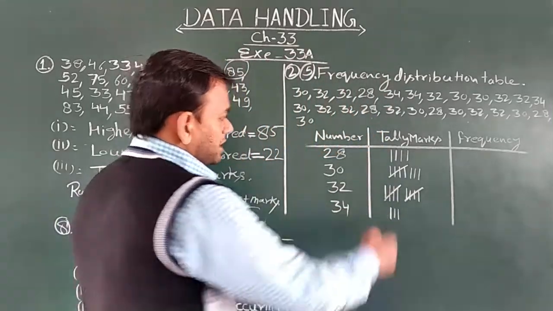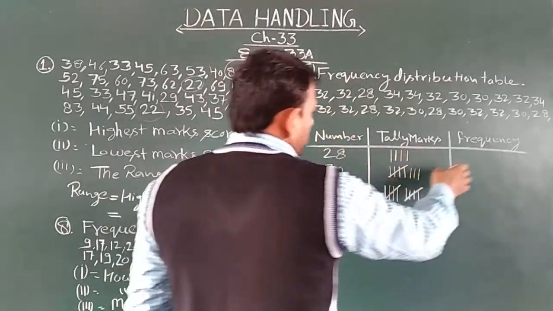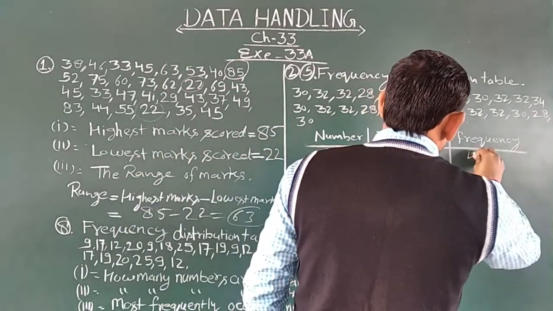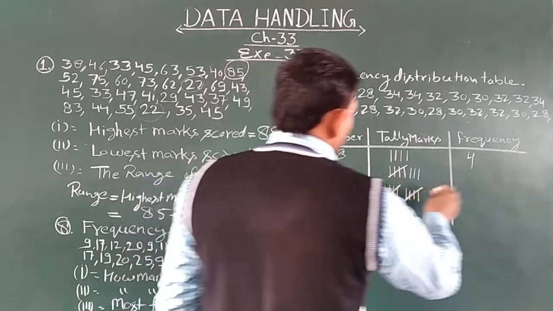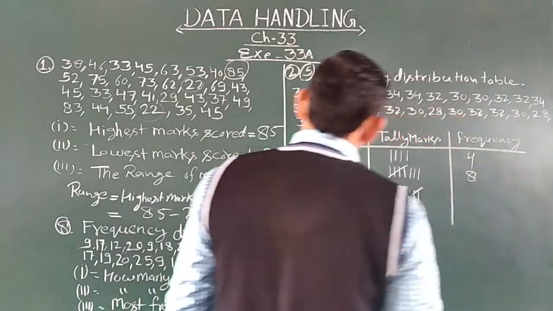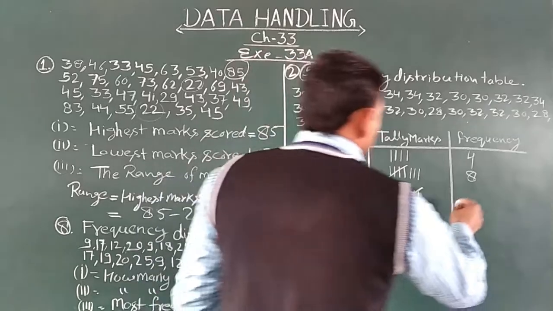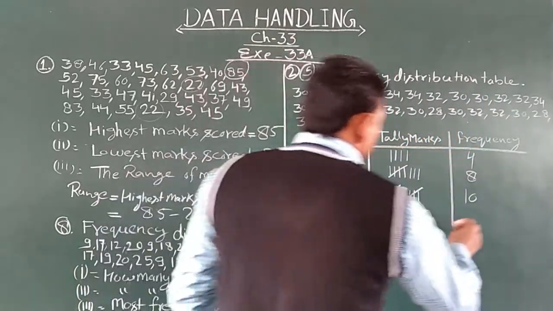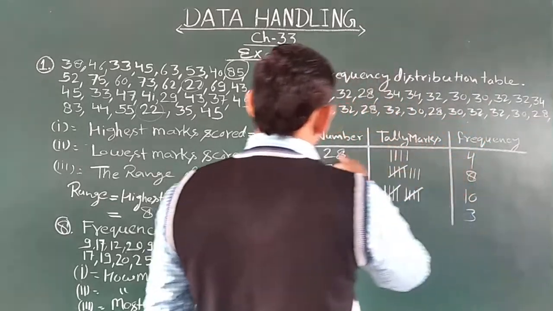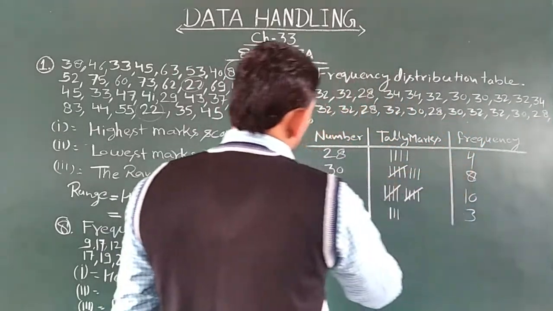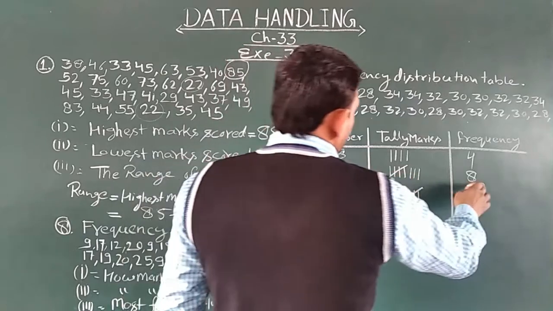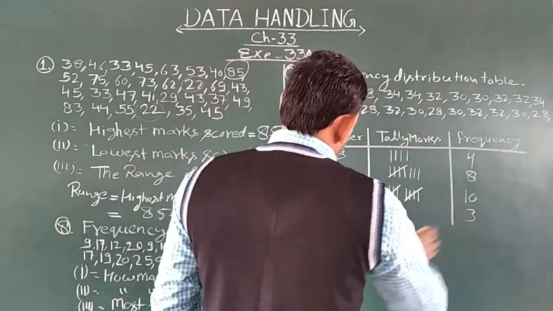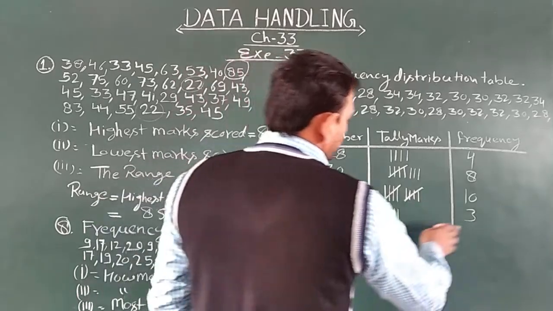Got it? The same number we will write here. 28 has come 4 times, so the frequency will be 4. 30 has come 8 times, 32 has come 10 times, and 34 has come 3 times. So the frequency of 28 is 4, of 30 is 8, of 32 is 10, and of 34 is 3.